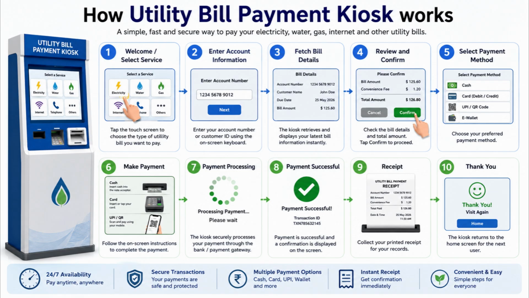Next, the kiosk asks for account information. The user enters the account number, customer ID, or bill reference number using the on-screen keyboard. This information helps the system find the correct bill from the utility provider's database. After that, the kiosk connects to the service provider and fetches the latest bill details.